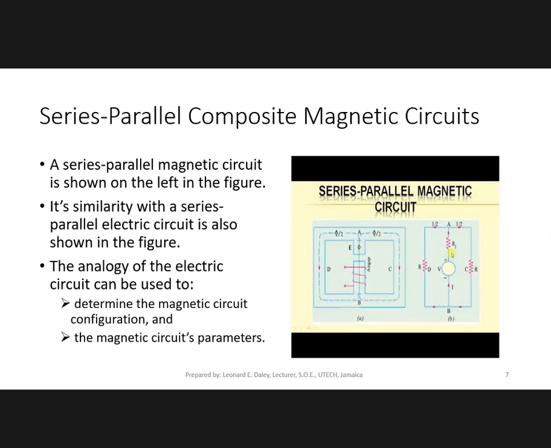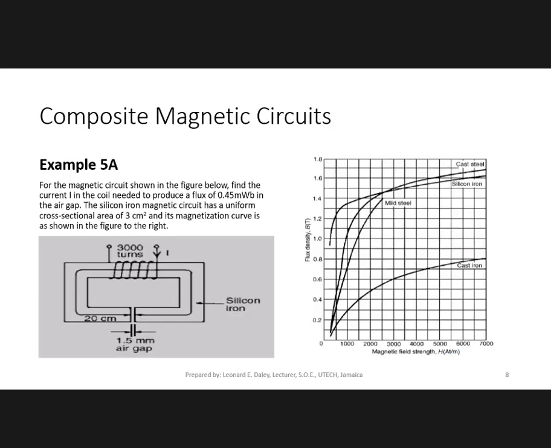All right. So I put this picture, this diagram, in the presentation so that you can quickly associate the magnetic circuit configuration with that of an electric circuit, and since you know that already, you can work with that. All right, so let's look at an example, a fairly simple one.